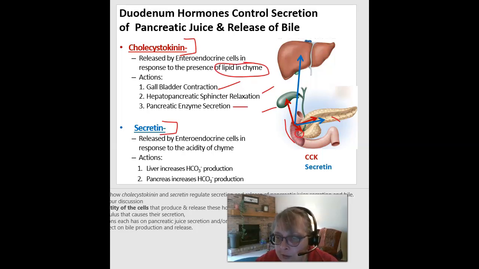Secretin only has two targets, the liver and the pancreas, not the gallbladder, because it has a different role. Its role is to change the pH of the bile and the pancreatic juice. So secretin will signal the cells in the liver to put more sodium bicarbonate, a base, into the bile, and it will signal the pancreas to put more sodium bicarbonate into the pancreatic juice. So if the chyme is acidic, cells in the duodenum will respond to that acidity and make secretin.